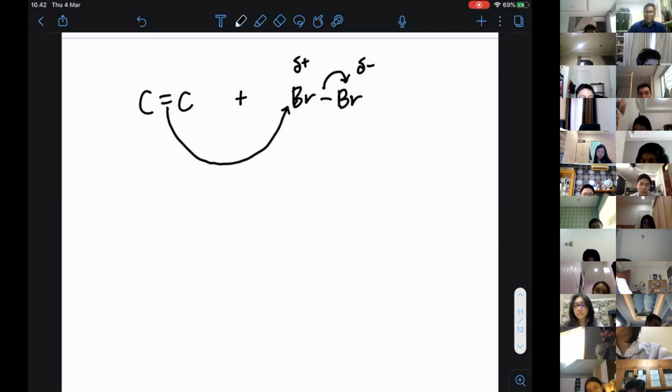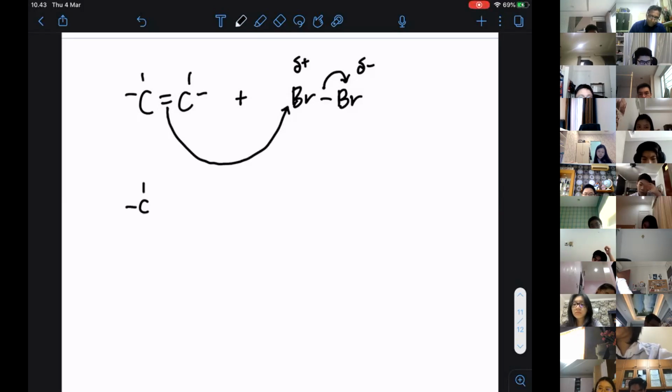So they are going to be represented in this way. Do remember, we don't break them. We don't do the heterolytic fission yet, because this happens first. Now the heterolytic fission will happen.